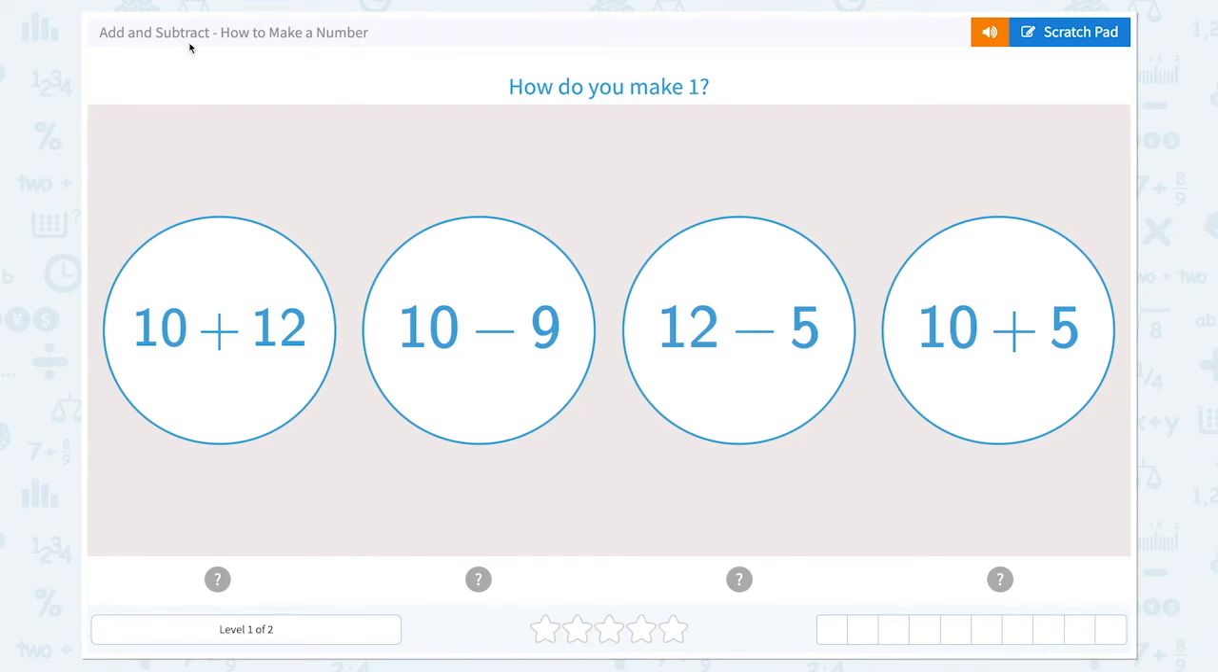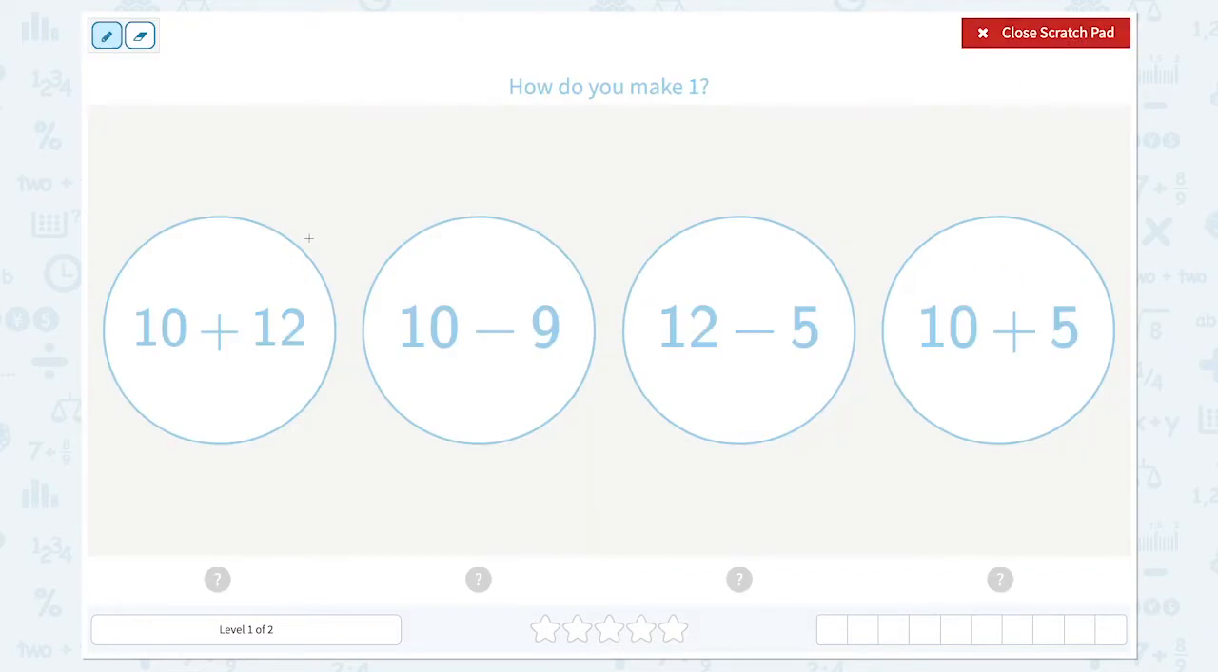Add and subtract. How to make a number. How do you make 1? Let's cross out the ones that are definitely not right.